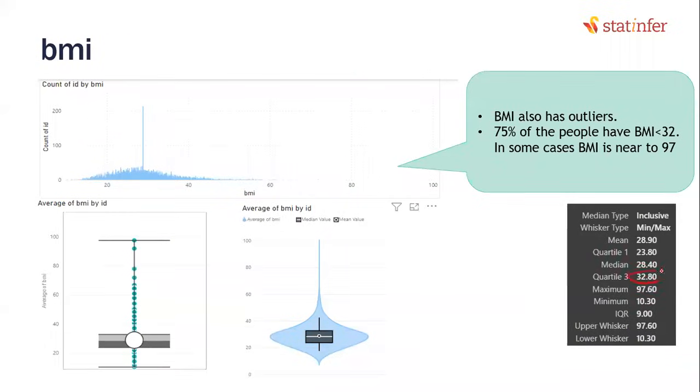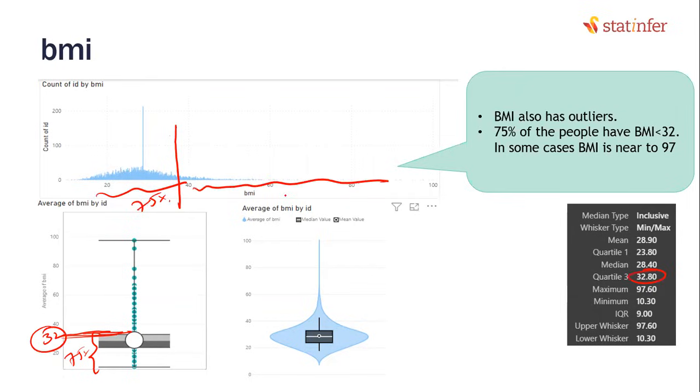Here, if you see quartile 3, 75% of the people have BMI less than 32. So if you go here, that is level 32. Around 75% of the people are covered here. The remaining 25% are going here, and some of them are going as high as 97. Most of the people are below 32, but some people's BMI is going as high as 97. Yes, there are some outliers in the data. We may have to make a note of this as well.